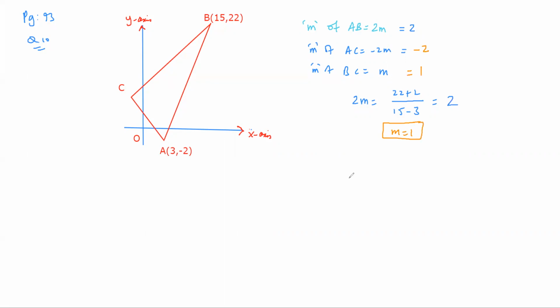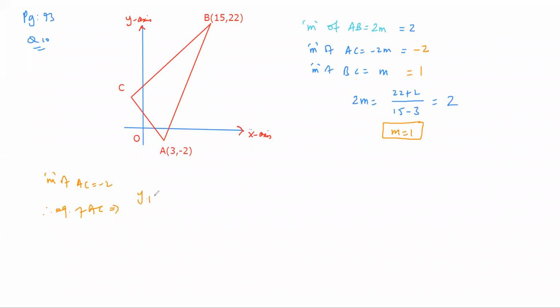Then it says find the coordinates of C. Now this is something that I haven't discussed with you in detail. One way is to find the equations of BC and AC and then solve them simultaneously. Because we have the gradients, and we have a point on them, we should quickly write the equations. The gradient of AC is minus 2. Therefore, the equation of AC can be written.